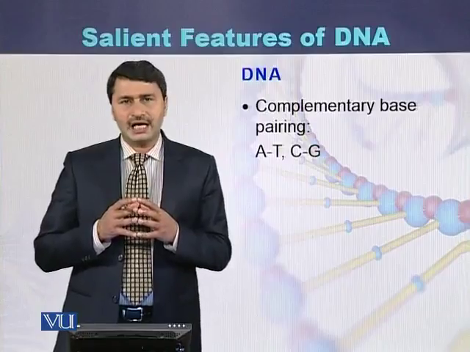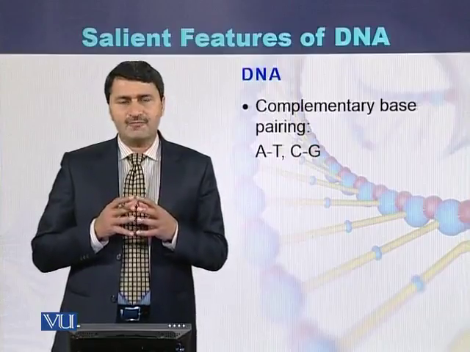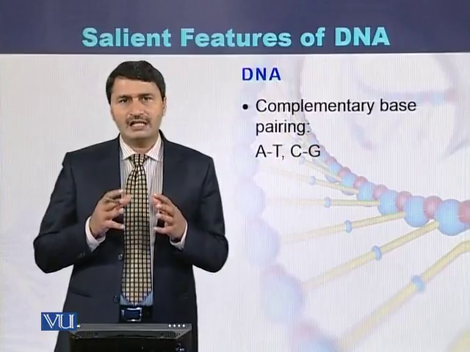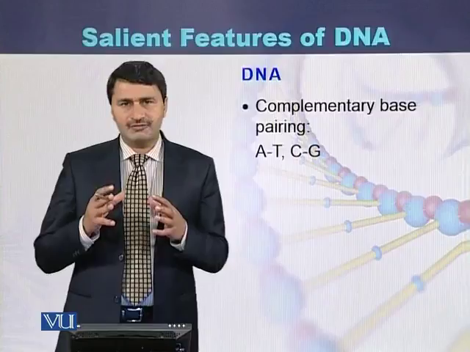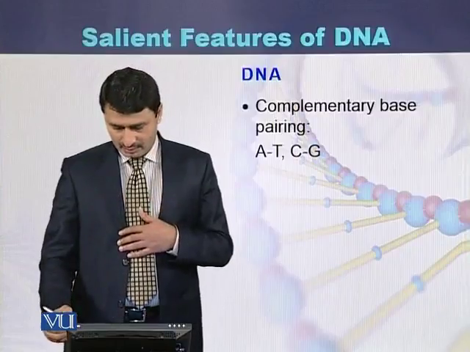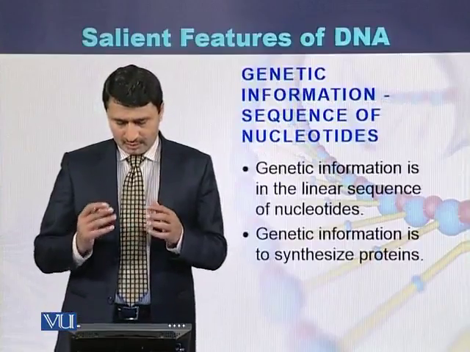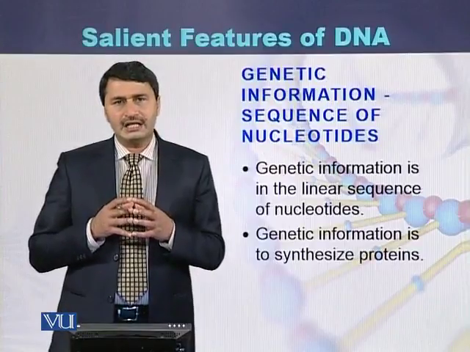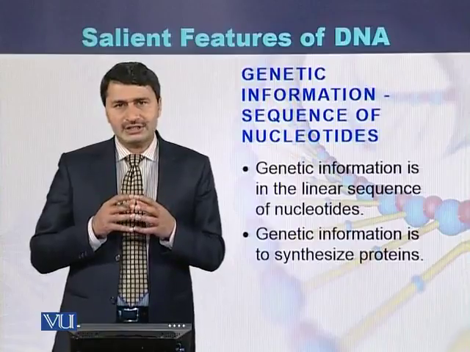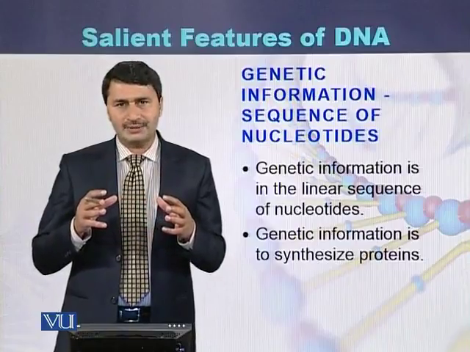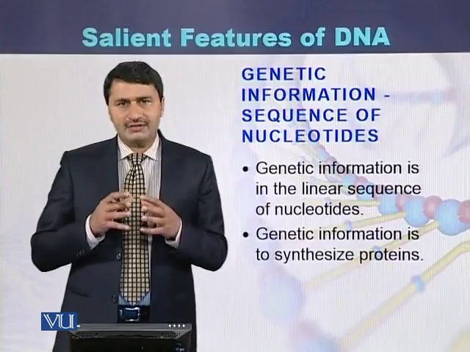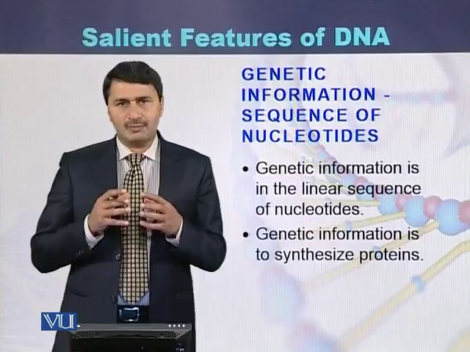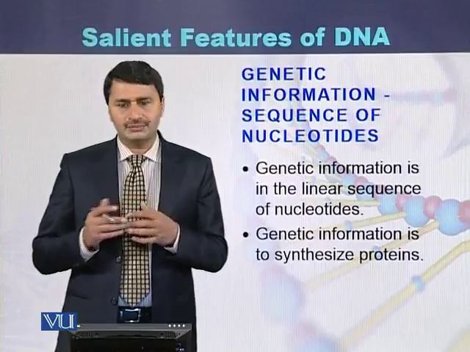In DNA, there are complementary bases where A always pairs with T, while G always pairs with C. The genetic information in the DNA is found in the linear structure of the nucleotides. The genetic information present on the DNA is for the production of the proteins.